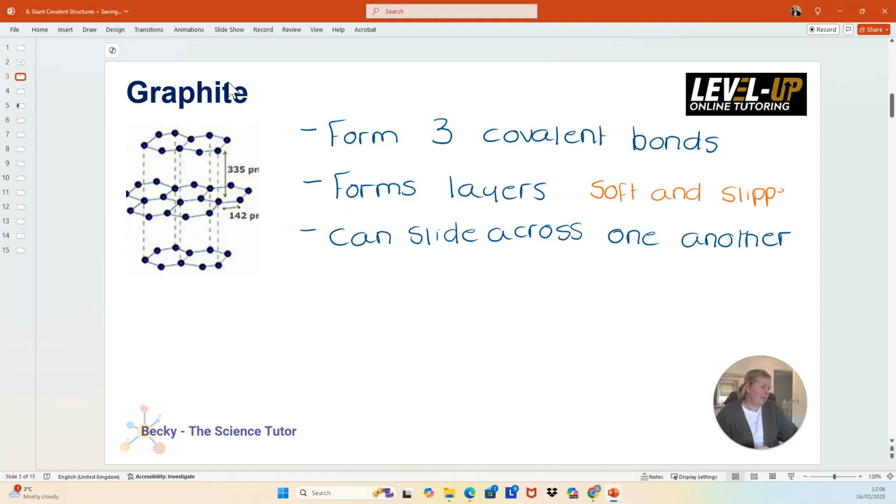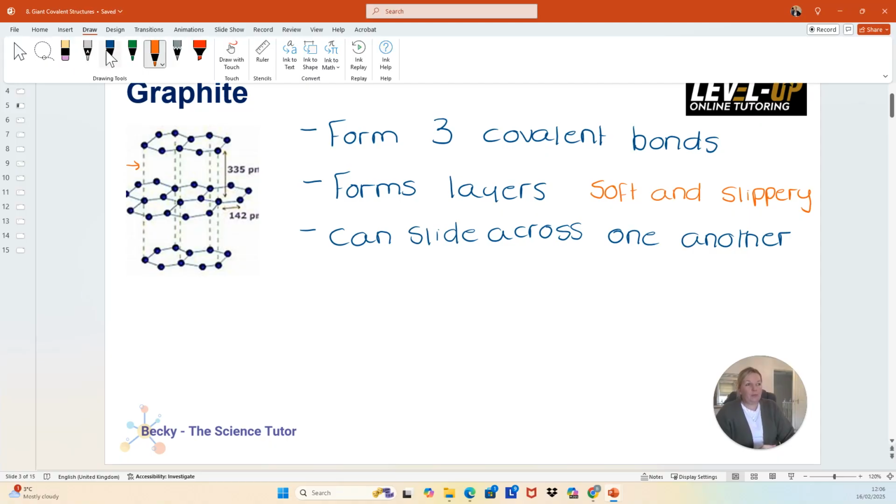You can see in the diagram that we've got the layers and these little dashed lines between them. These are our intermolecular forces, and we know from previous sessions that our intermolecular forces are weak. So it doesn't take much energy to break those forces. So when we're using our pencil, it doesn't take much energy for those layers simply to slide over one another and leave that trace on our paper.